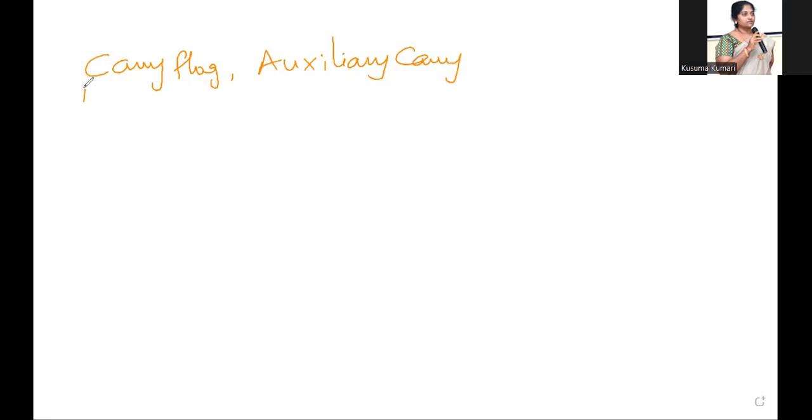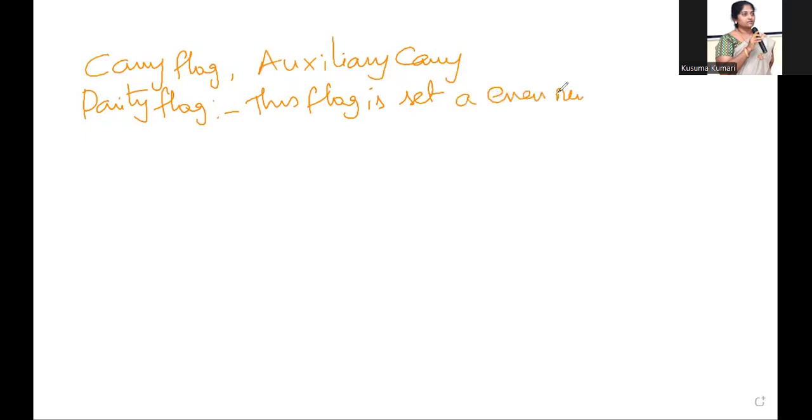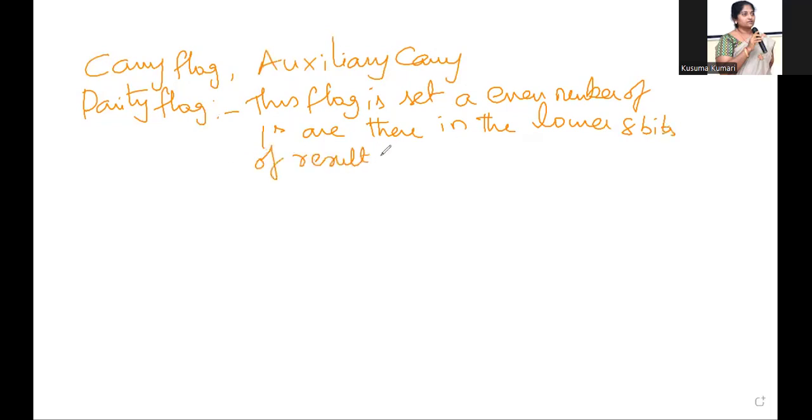Next, the parity flag. This flag is set when an even number of ones are there in the lower 8 bits of the result.